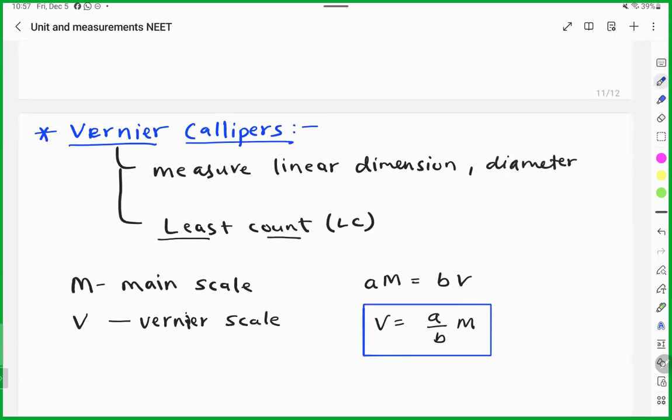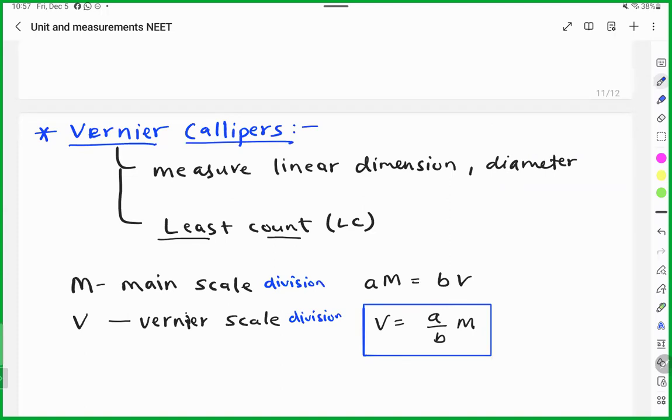No, sir. This is very popular. You will see the ninth main scale division coincide with the eighth or tenth Vernier scale division, right? You must have seen such kind of question. There we use this. Okay. And M means the main scale division. I will write division also, so you don't confuse later. This is division. Okay.